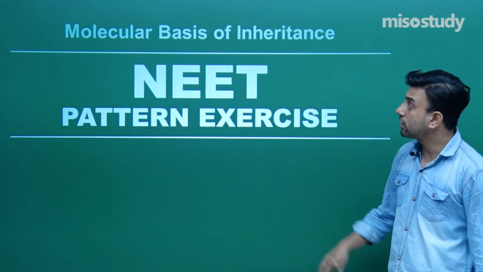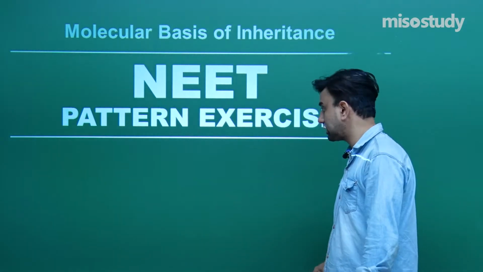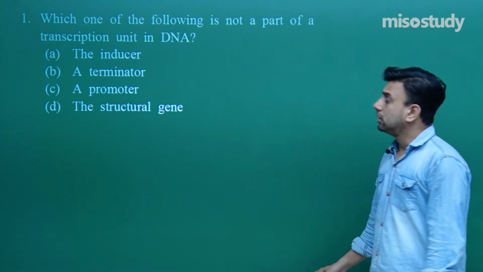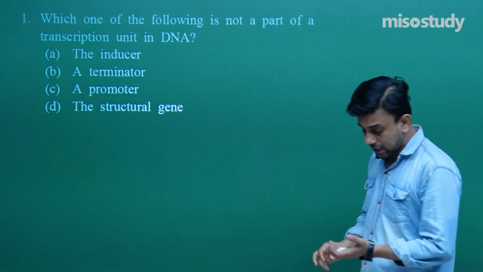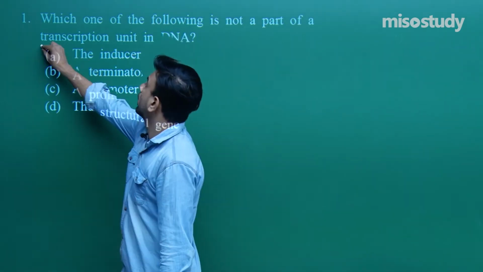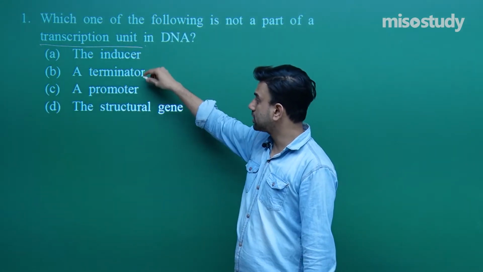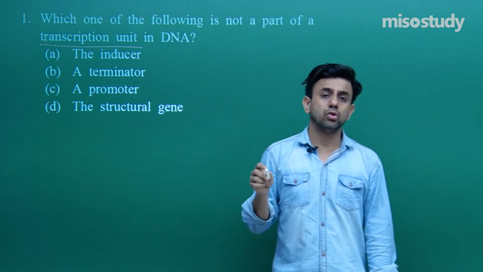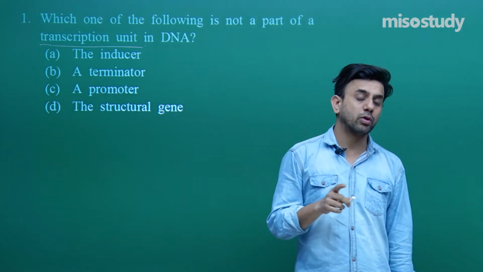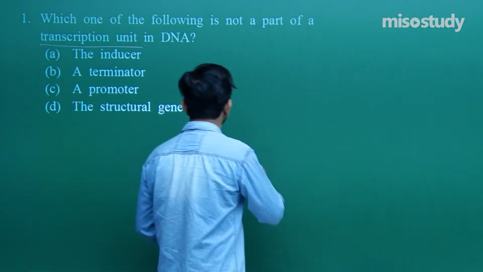So today we will discuss the genetics chapter, molecular basis of inheritance, the NEET pattern exercise. The first question: which of the following is not a part of the transcription unit in the DNA? The moment you see the options, the inducer, terminator, promoter, structural gene, your idea goes to the lac operon. You remember we talked about the lac operon when we were discussing this chapter.